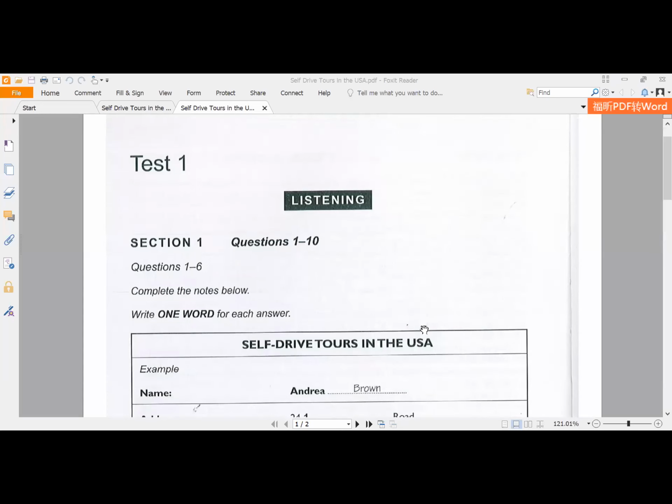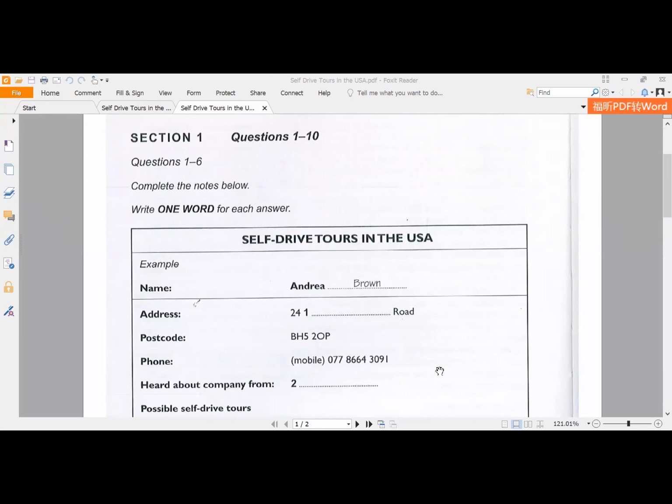In the next activity, you will need to listen to a lady talking to an agent, a person, right?